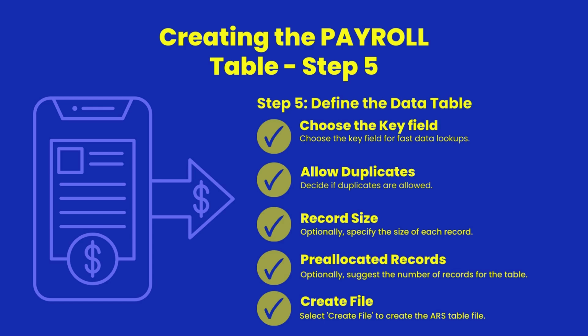First, choose the key field, which will be used for fast data lookups. Decide if you want to allow duplicates in this field. Optionally, you can enter a record size, which specifies the size of each record. You can also suggest how many records might be on this table by pre-allocating records. Finally, select Create File to create the ARS table file. This completes the creation of your payroll table.